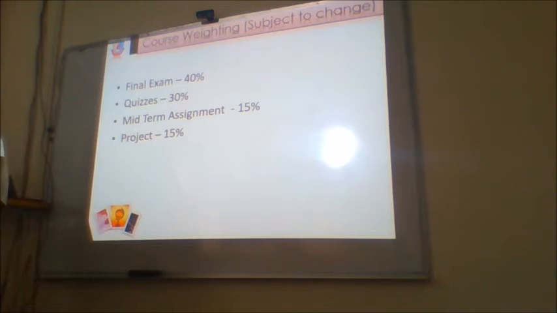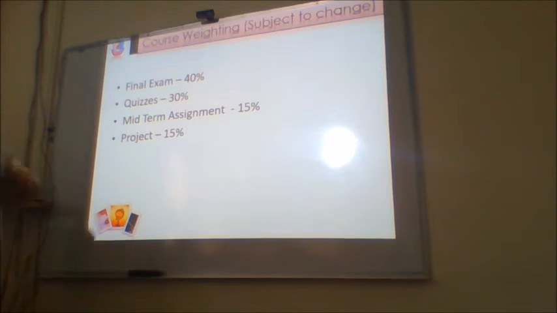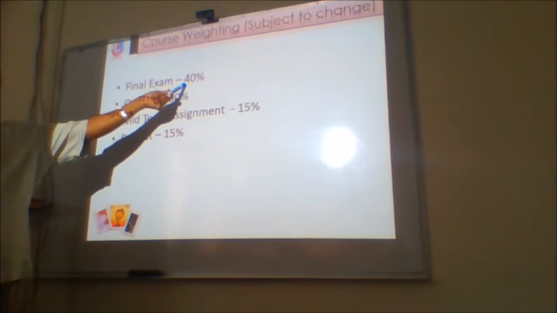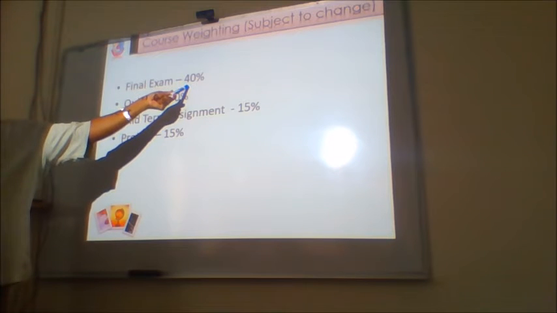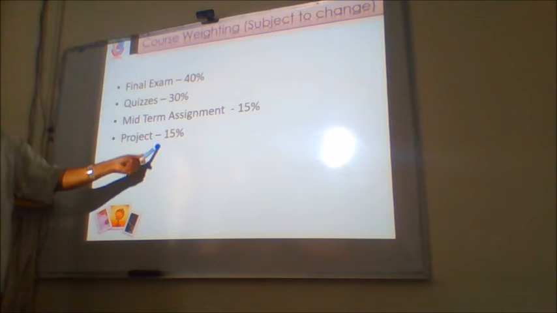Right, this is what everybody loves, right? Final exam is 40%, your quizzes are 30%, your midterm assignment is 15, and the project is 15. Now let me give you a little hint, okay? Make an A by doing well here. Pass the course by doing these well. That's 60%, right?